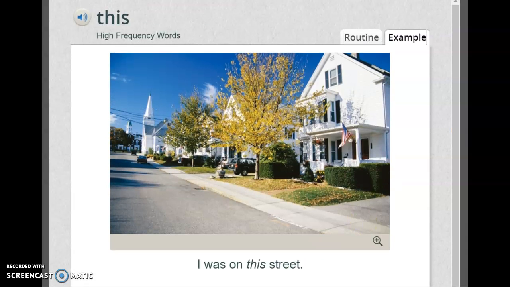Our first sight word this week is the word this. So, THIS spells this. Why don't you go practice that? Let's say it together. THIS spells this. And if we see this picture, it says, I was on this street. So on this street, I can see trees and cars and houses.